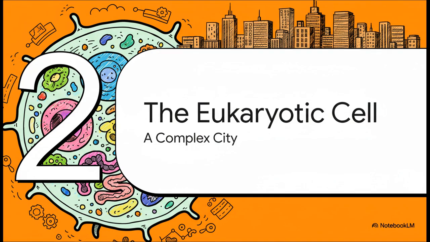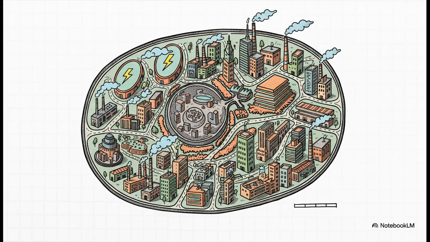Honestly, the best way to wrap your head around a eukaryotic cell is to picture a bustling, highly organized modern city. Every single part of this tiny city has a very specific job to do. You've got power plants, you've got factories, you've got transportation networks, all of it working in perfect harmony. And these cities are pretty big in the microscopic world, usually somewhere between 10 and 100 micrometers.